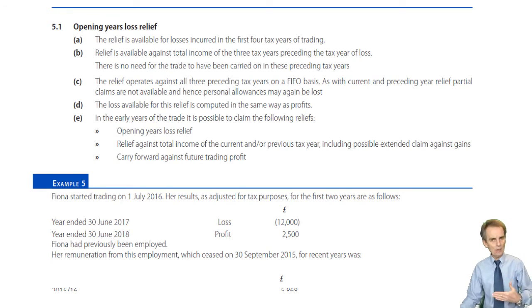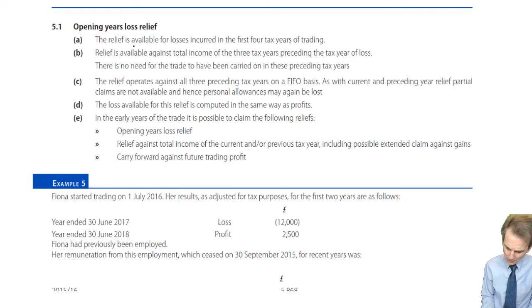If we have a new business, starts to trade, and in those opening years sustains a loss or losses, the idea here is to give that business, the individual, a better chance of continuing in that business. There's a more immediate tax relief that is available. Now, the only way we can improve on a 1 year carry back is by allowing the taxpayer to carry the loss back for more tax years. And that's exactly what we'll discover is going on here.